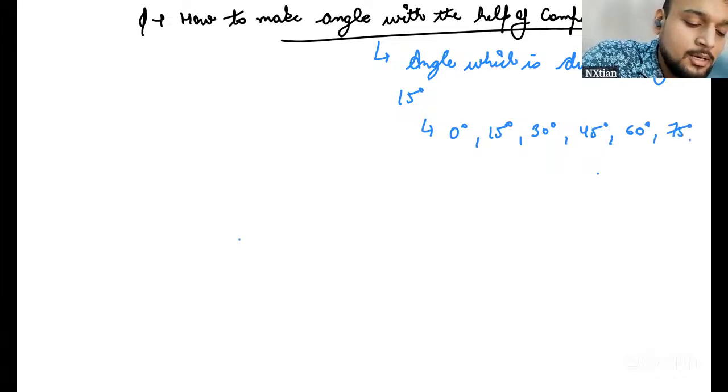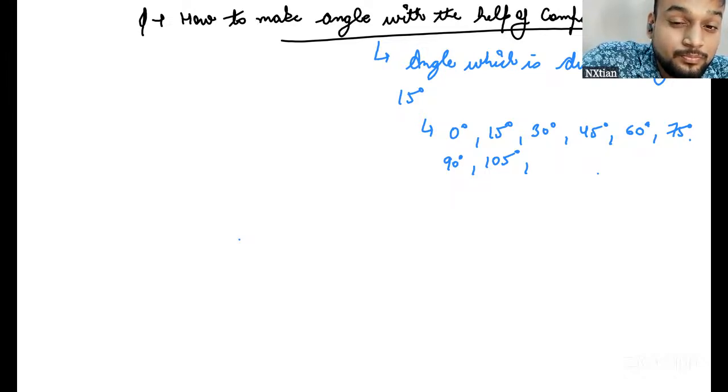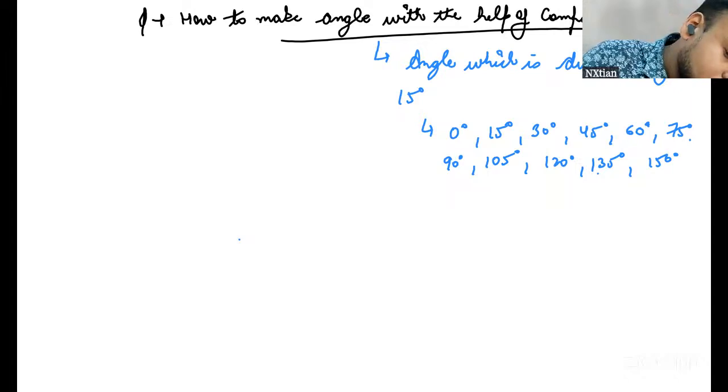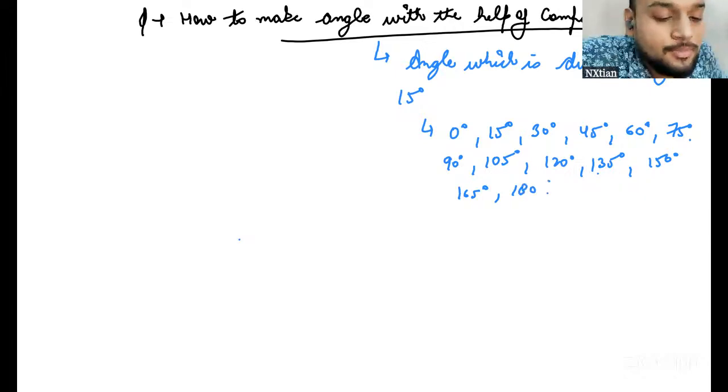Those which are divisible by 15, like 120, 135, 150, and 160. Okay, these angles only you can make with the compass.